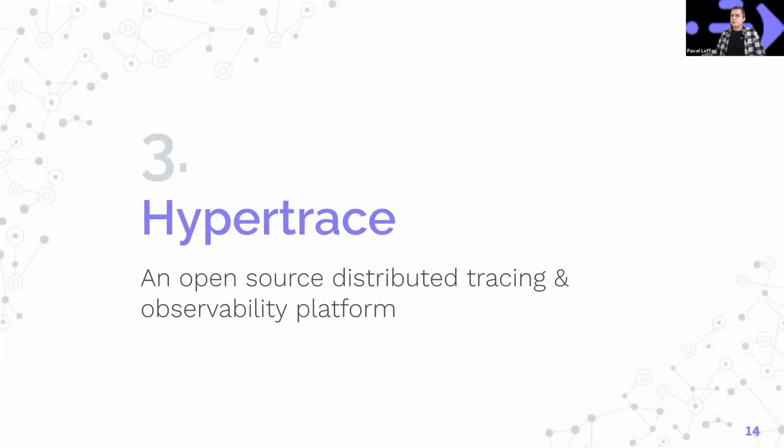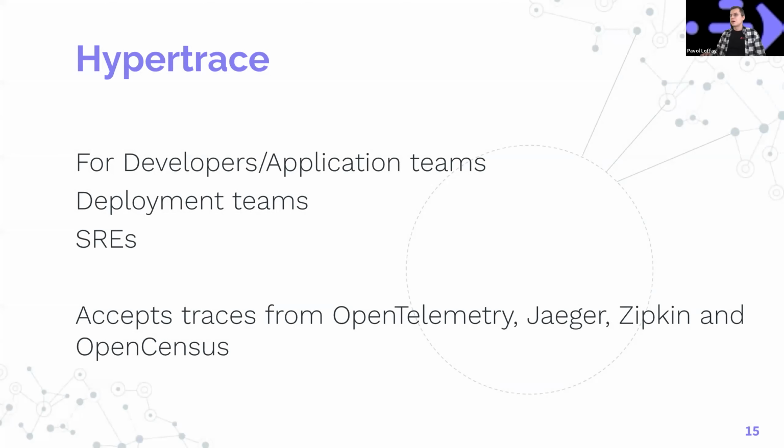So before we go to the demo, I would like to talk about Hypertrace. Hypertrace is an open source distributed tracing system, but also an observability platform. It's much more than just a pure distributed tracing system as we know it from other open source tools like Zipkin and Jaeger. Hypertrace is meant for application developers, but also for deployment teams. You can test out your Canary or AB deployments, but also use it as site reliability engineering teams.